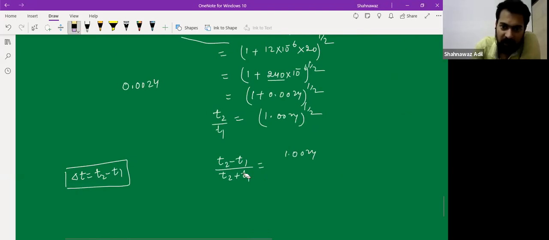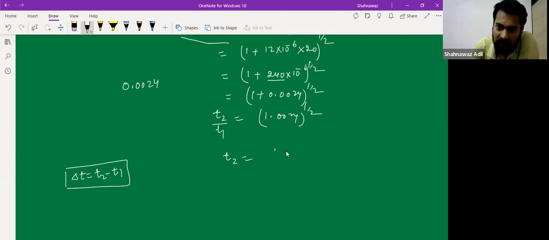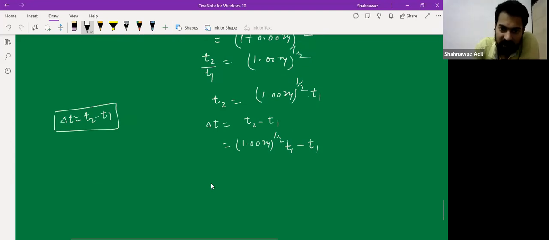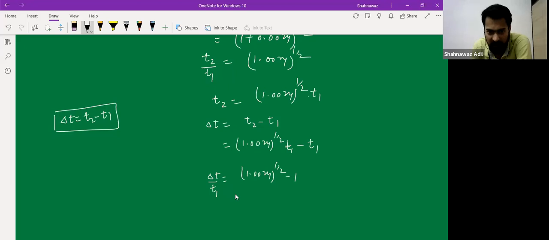So we know T2 is what? This is 1.0024 half minus, let's say T1. So delta T would be what? T2 minus T1. So this would be 1 plus 0.024 half minus T1, right? And we would want to find the fractional change. So delta T by T1, this would be what? 1.0024 half minus 1, right, divided by T1, which gets cancelled. So this would be our answer, right? So this is our answer.